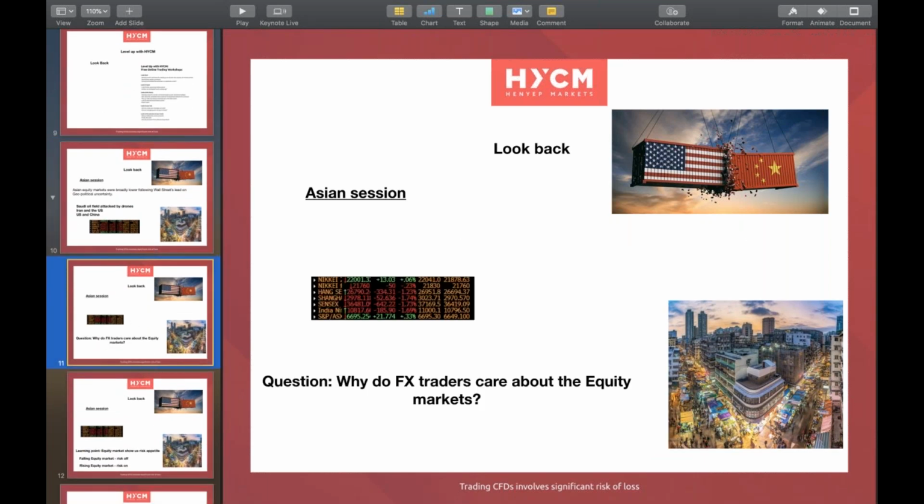So again, I ask a few times, why do FX traders care about the equity markets? You guys should know that. If you want to just type in the answer, let me know in the question panel. Why are we looking at the equity markets? What are we trying to gauge from them? Because they give us a clue about some currency's strength or weakness. So just type the answers in the question panel or the chat panel.